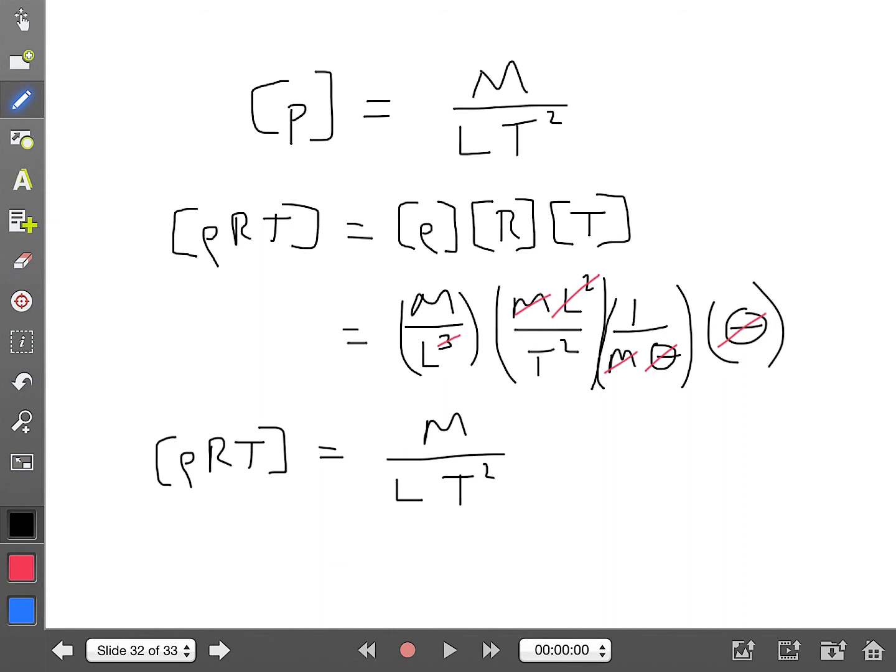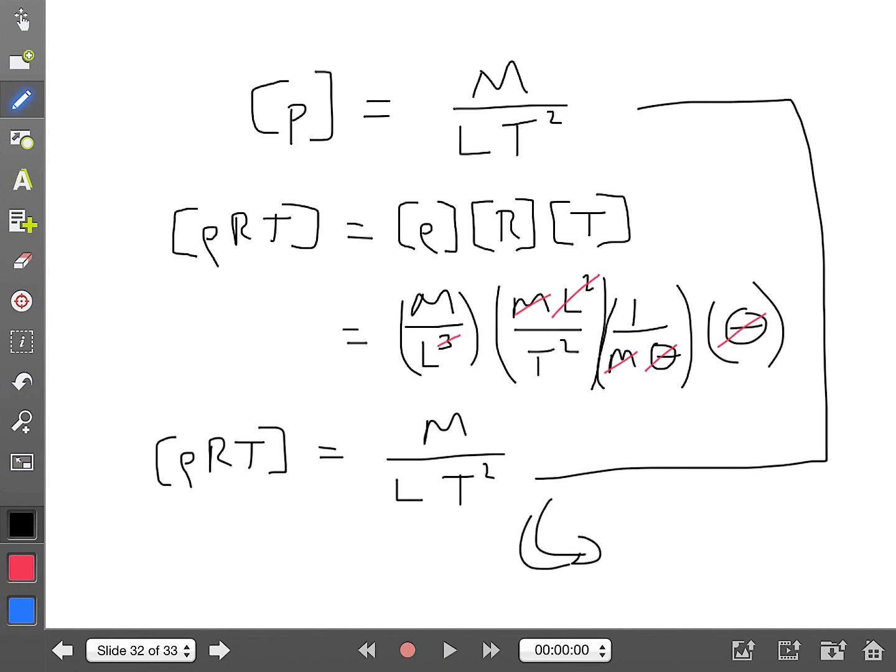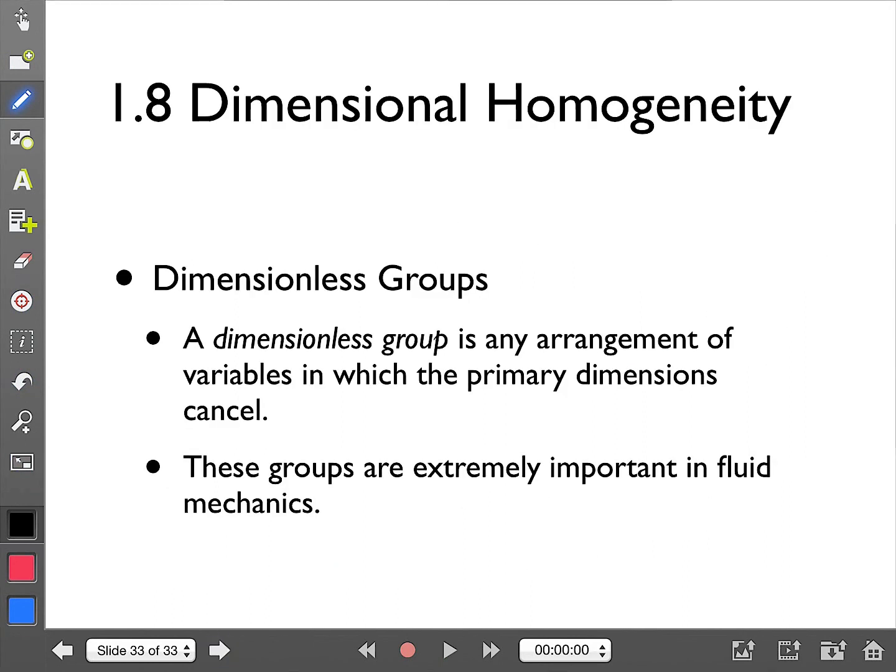And we can see that we have proved that these 2 dimensions imply dimensional homogeneity, or what we sometimes abbreviate as DH. So we have proved that the ideal gas law is dimensionally homogeneous. And you'll be doing this for the Bernoulli equation on your homework. This is important when we start to talk about dimensionless groups, and I'll just throw this out here now, and we'll return to this later on in the semester, that a dimensionless group is any arrangement of variables in which the primary dimensions cancel.